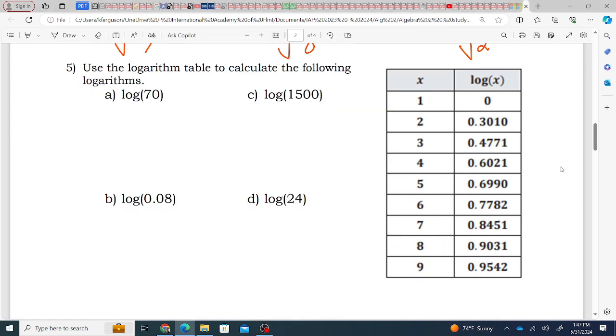All right, so let's continue. So we're on number 5. Use the logarithm table to calculate the following logarithms. Well, there's a couple things that we're doing here.